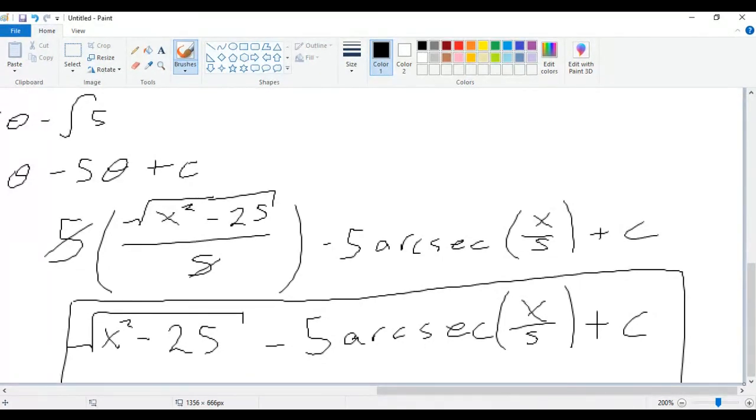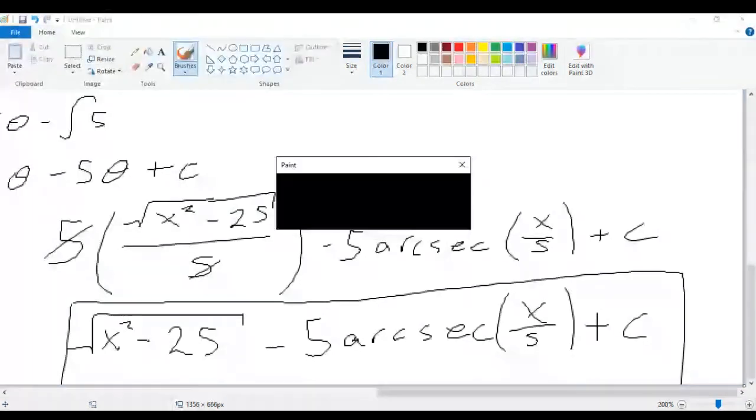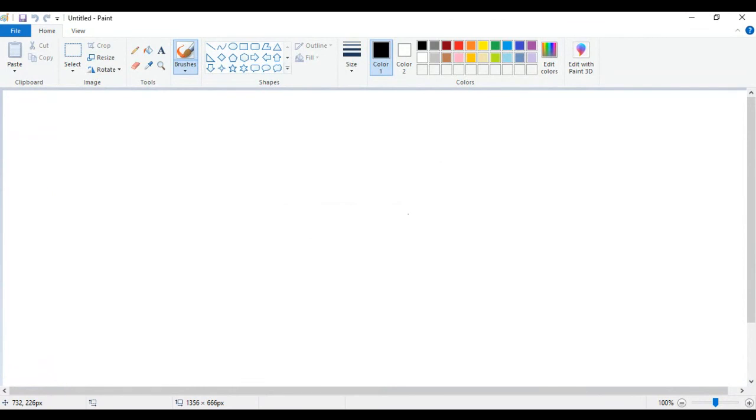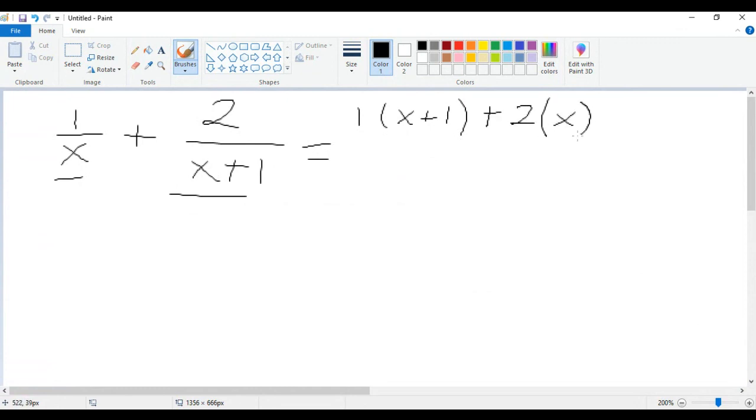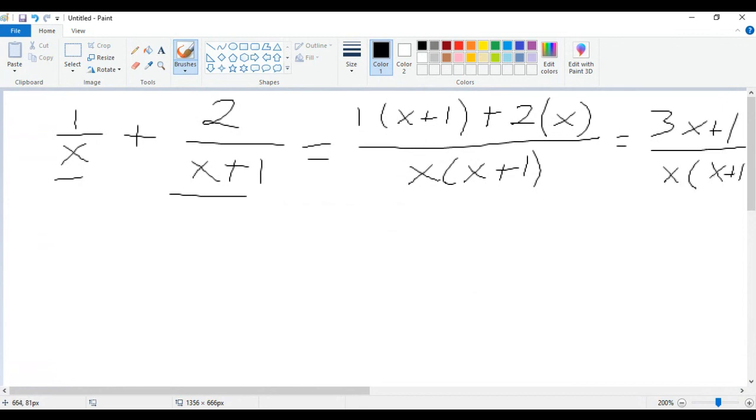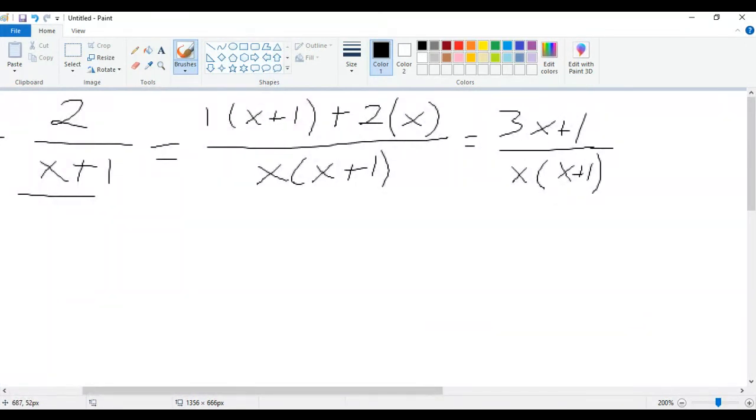In that case, I'll go through a bit of the reasoning behind partial fractions. If you remember, when we have any two fractions, let's say 1 over x, and we're adding a second fraction, 2 over x plus 1, we can add them by finding a common denominator, which would be the product of the two denominators. So we can express this as 1 times x plus 1 plus 2 times x, divided by x times x plus 1. Simplifying, that gets us 3x plus 1 divided by x times x plus 1. That's basically how we add fractions together.